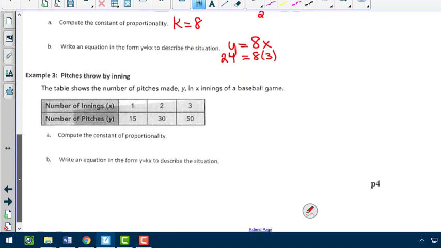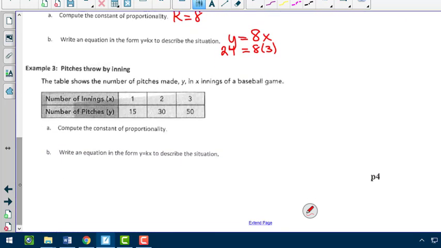That is true. The table shows the number of pitches made, y, in x innings of a baseball game. So 15 pitches in 1 inning, 30 pitches in 2 innings, 50 pitches in 3 innings. Compute the constant of proportionality. I don't think there is one for this, because 15, my y, see the y there? So I'm doing 15 divided by 1, that's 15. 30 divided by 2, oh, that's 15. But 50 divided by 3, sorry Charlie, not 15. That's 16 2/3.